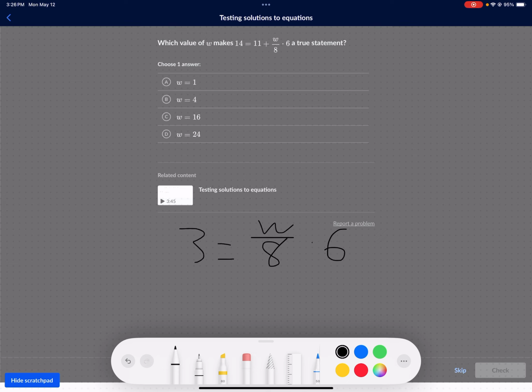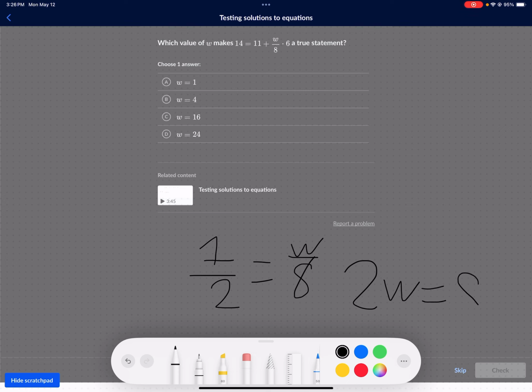And another thing we can do is divide by 6 on both sides. You see how I'm doing this? Because 6, we can cancel that out with division since division and multiplication are opposites. So that means that 3 over 6, or 1/2, must be equal to W over 8. Now we just cross multiply. If you want information about that, go check out my previous video. 2W is equal to 8. Divide by 2 on both sides. And W is going to be equal to 4. So the answer here is B.